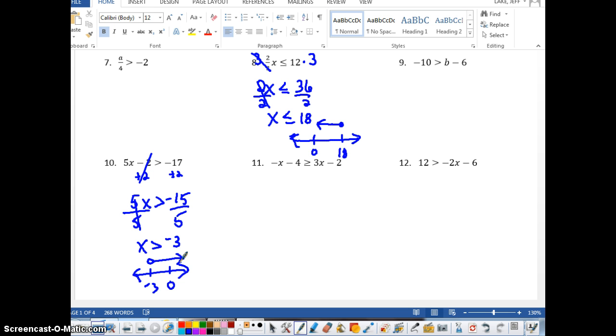Finally, last one on this page, number 12. We're going to add our 6 to both sides. That's going to give me 18 is greater than negative 2x. Divide by your negative 2. Here I'm dividing by negative. I get negative 9 is less than x. Notice I flipped that sign.